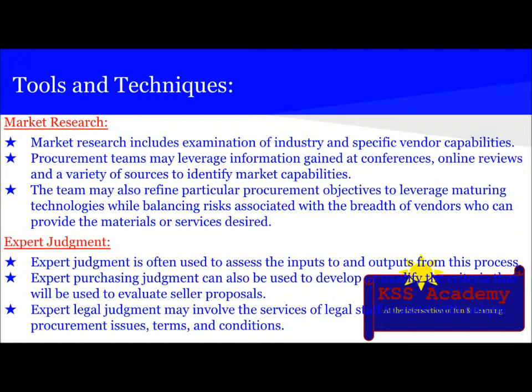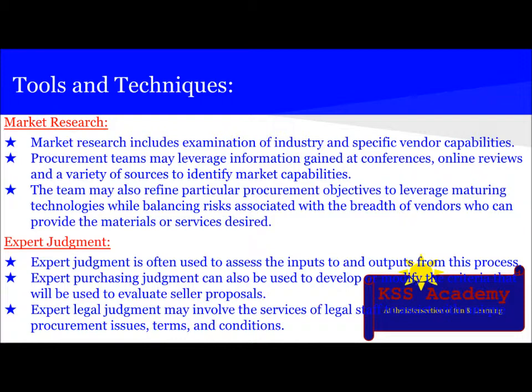The next tool and technique is market research. Market research includes examination of industry and specific vendor capabilities. Procurement teams may leverage information gained at conferences, online reviews, and a variety of sources to identify market capabilities. The team may also refine particular procurement objectives to leverage maturing technologies while balancing risk associated with the breadth of vendors who can provide the material or service desired.